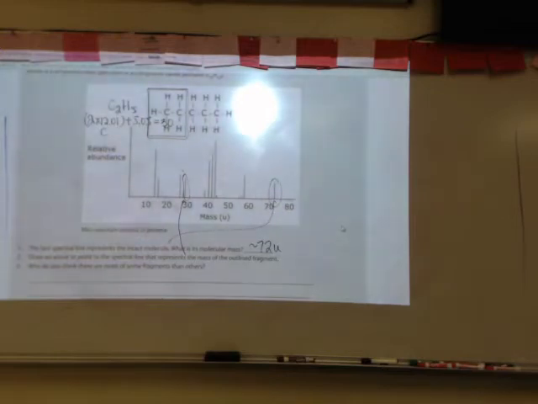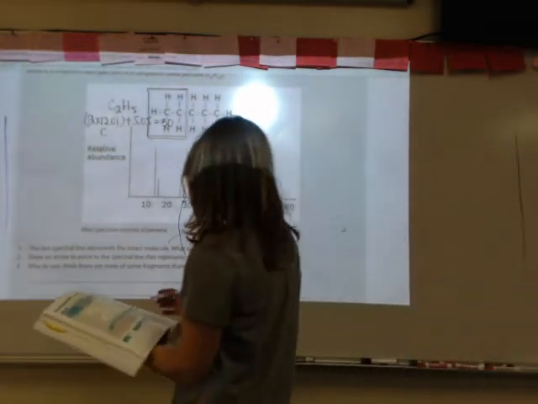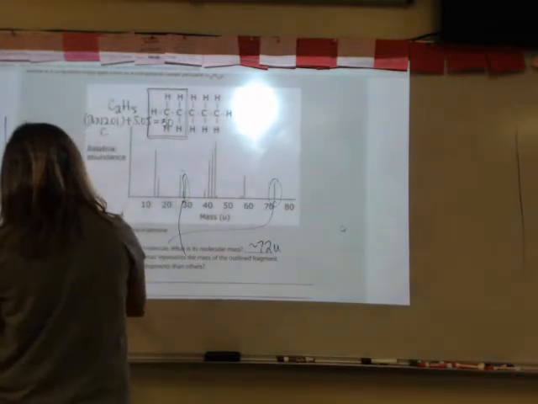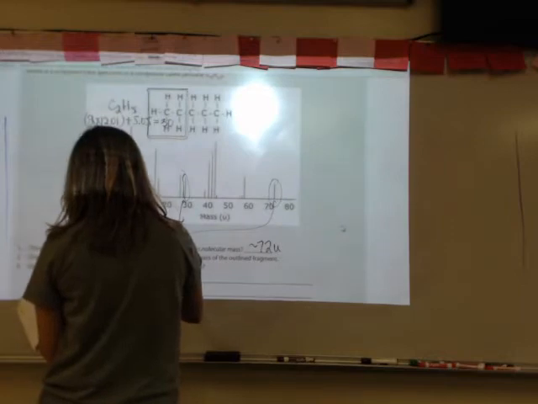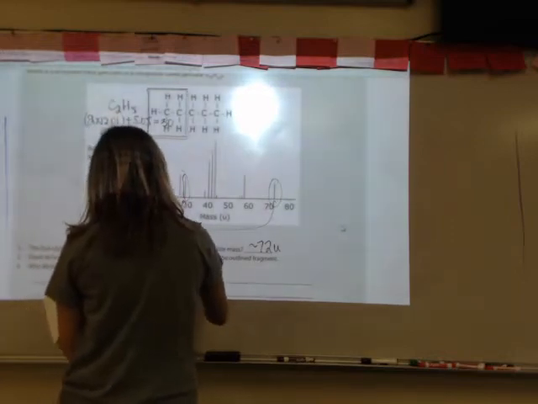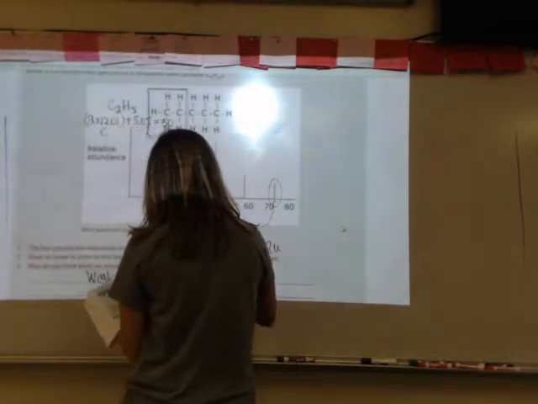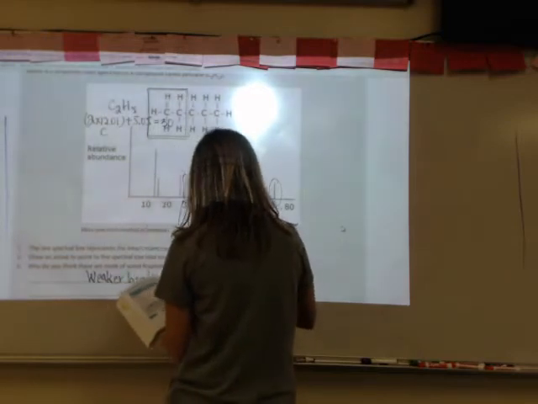Why do you think there are more of some fragments than others? Well, it's easier to break weaker things. So one would argue that weaker bonds are broken to create a fragment.